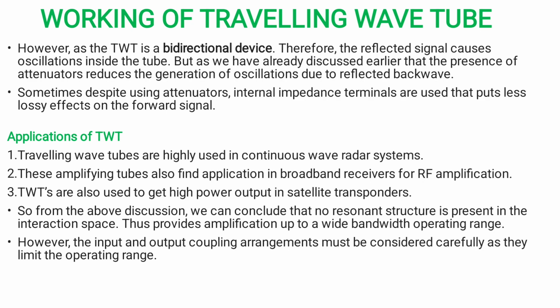Next, we are going to discuss the applications of the traveling wave tube. It is used in continuous wave radar systems and broadband receivers for amplification, and to get higher power output in satellite transponders. From the above discussion, we can conclude that no resonance structure is present in the interaction space. This provides amplification up to a wide bandwidth operating range. However, the input and output coupling arrangements must be considered carefully as they limit the operating range.